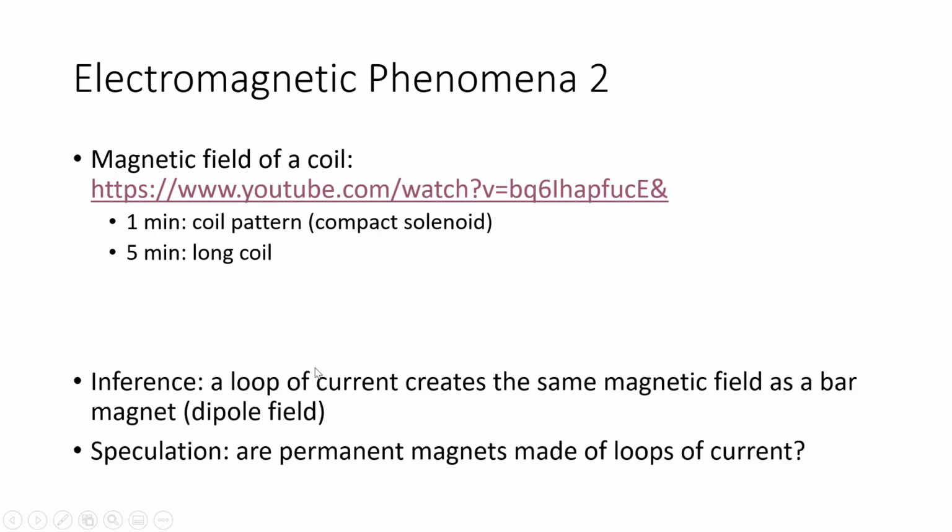Okay, so from this video, we looked at those iron filings. We can infer that a loop of current creates the same magnetic field as a bar magnet. If we have a loop of current, we get a dipole-shaped magnetic field. And so you might ask now, are permanent magnets made out of loops of current? We're not going to answer that question right now, but there is a connection there between permanent magnets and microscopic current loops.